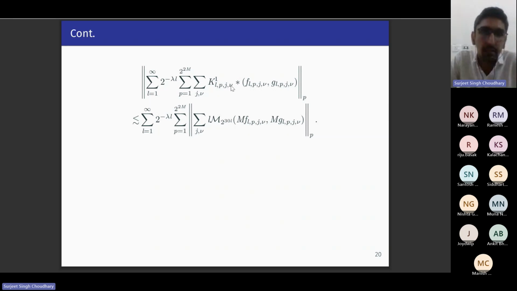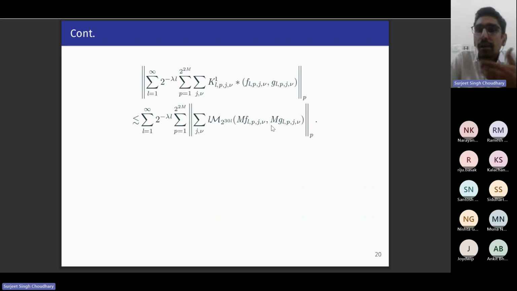So basically, from this previous estimate, we can dominate the convolution with kernel K1 by ℓ times the bilinear Kakeya maximal function evaluated at the Hardy-Littlewood maximal function of F and the Hardy-Littlewood maximal function of G. And here we first use the triangle inequality, and then we can take these sums outside because our p is bigger than or equal to 1.